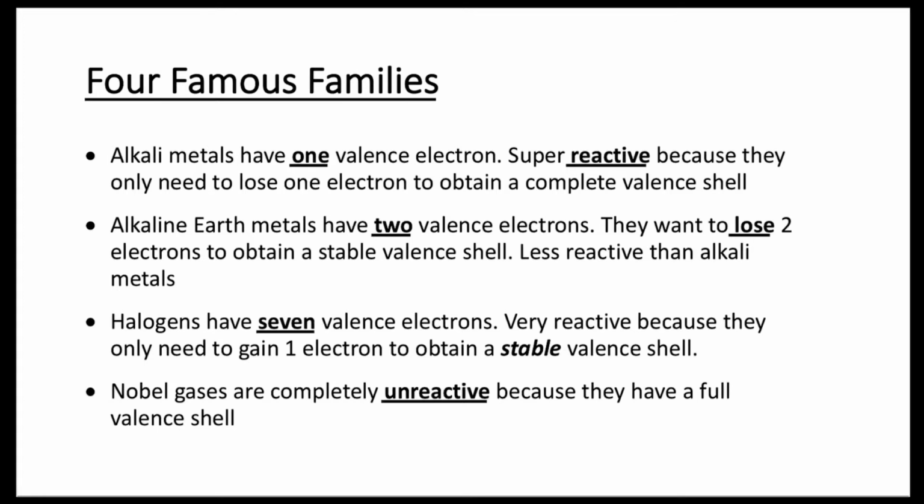Then we're going to go all the way across the periodic table to the far right, and the second most right column family are known as the halogens. So they have 7 valence electrons. This is family 17. They are very reactive because they only need to gain 1 electron to obtain a stable valence shell.